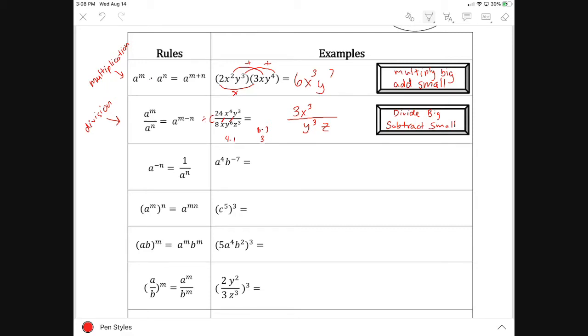So that's multiplication and division. Now we're going to look at our third one. We've got a^(-n). Okay, so what I talked about before is that we want it to be a positive.